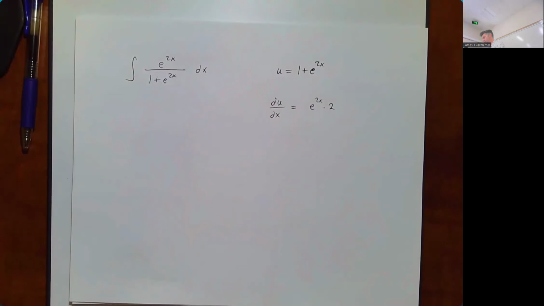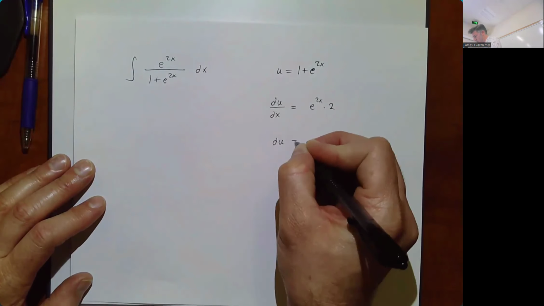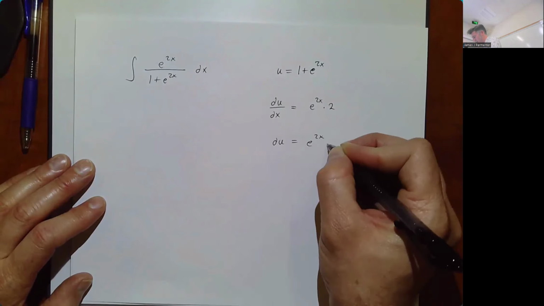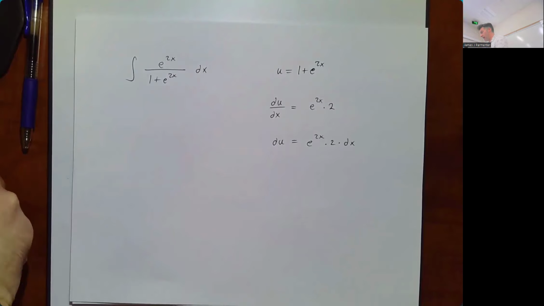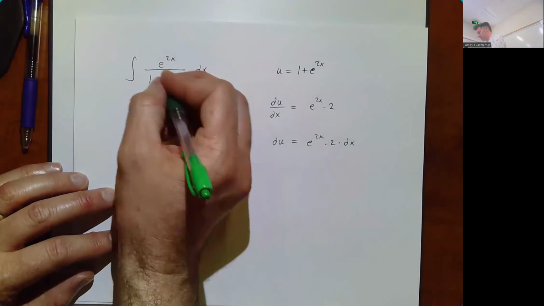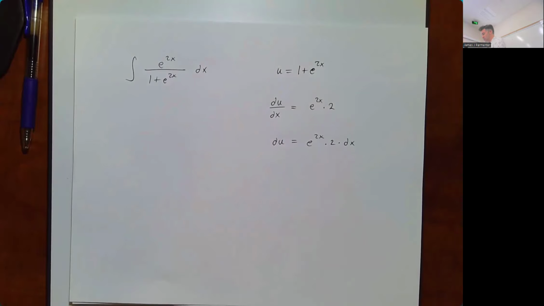I'm just thinking. So I'm going to do this the way I like to do it, and then I'll do it another way just so you can see another way. It's different than what we just did before. So I'm going to say that du equals e to the 2x times 2 times dx. We have an e to the 2x times dx, so I need to get rid of that 2. So I'm just going to divide both sides by 2.